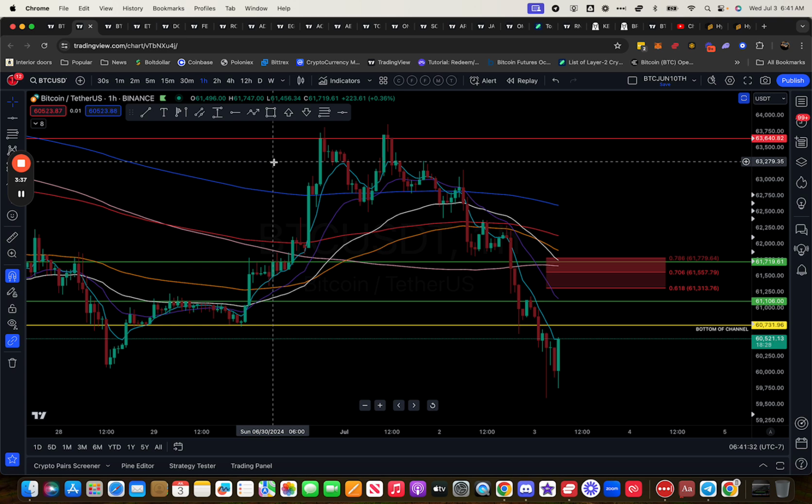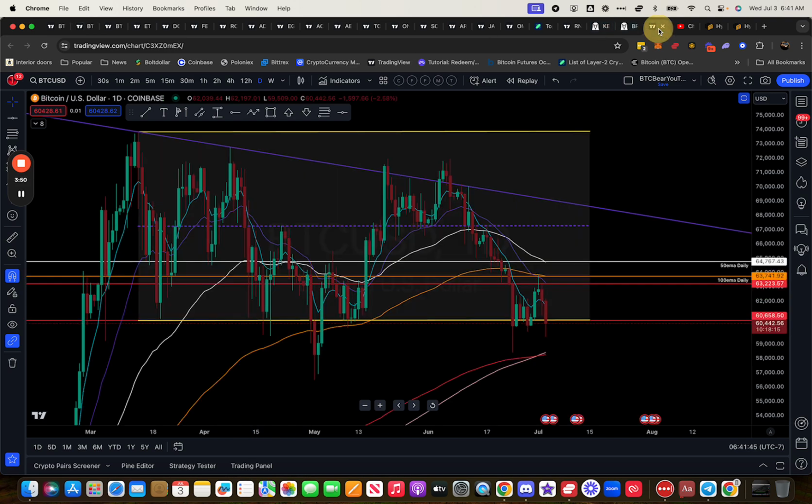When is there a reasonable invalidation of this, not ending completely, but focusing on higher targets? I'll tell you when this happens. Let me go to my other chart here.